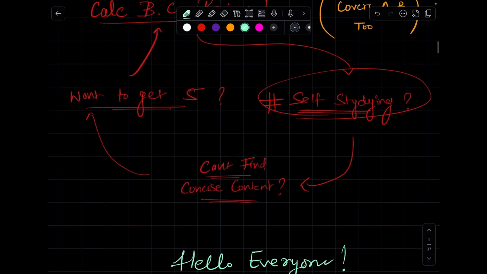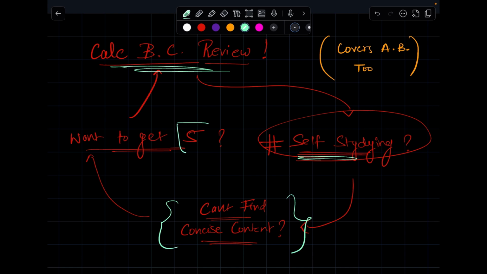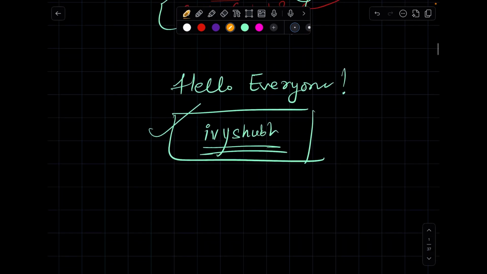So today we're going to be talking and covering the Calc BC review. So are you self-studying for AP Calc BC, but you can't find the right concise course for it, you're short on time, but you still want to get a 5? Well, then welcome to the Calc BC review by Avishub. Of course, this covers the AP Calc AB course as well.